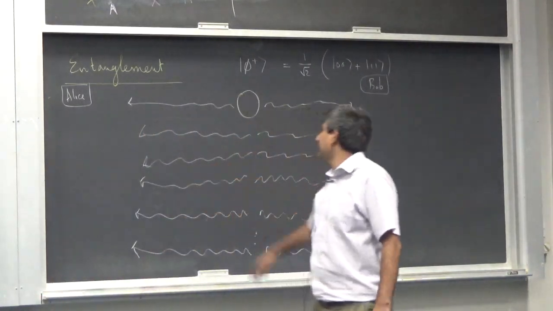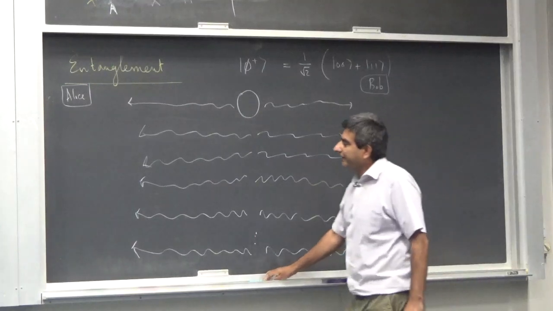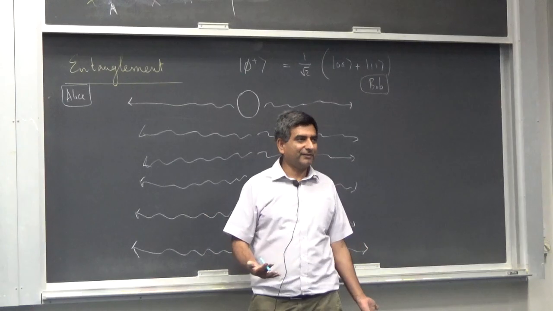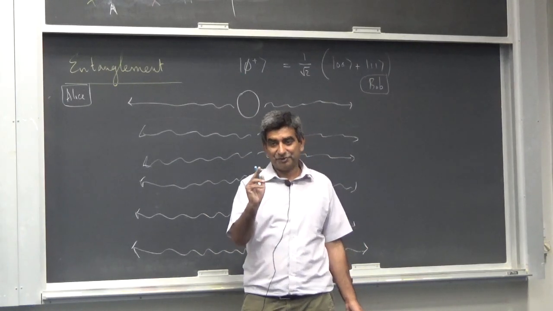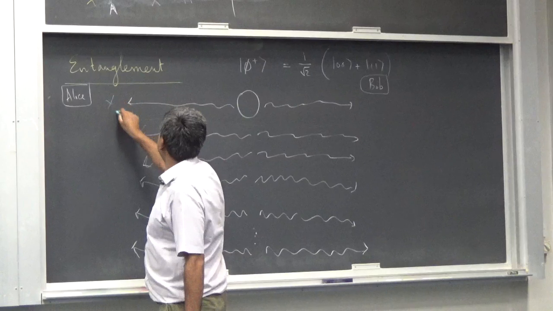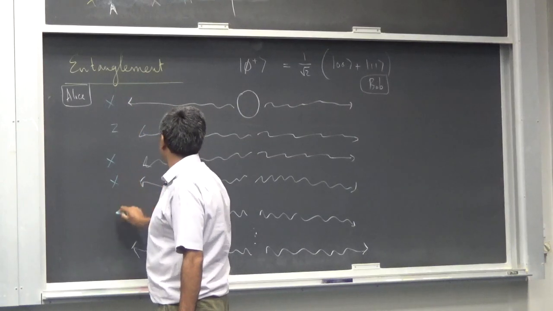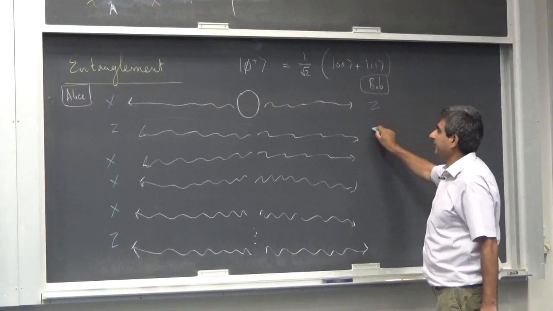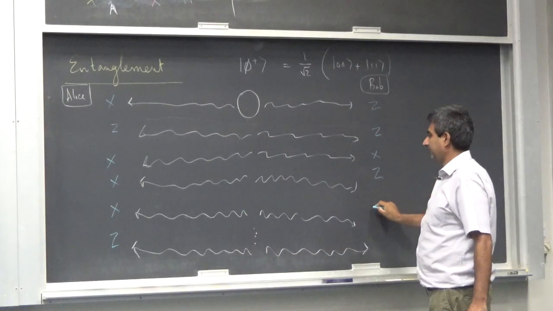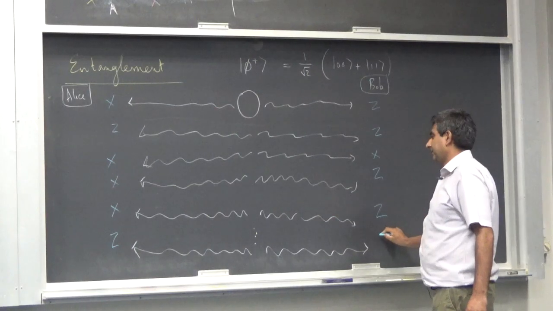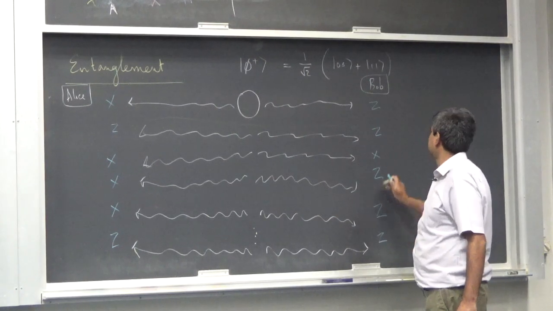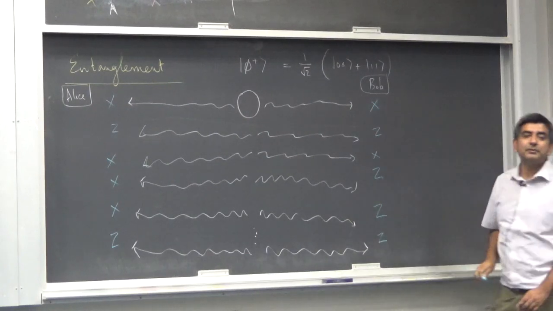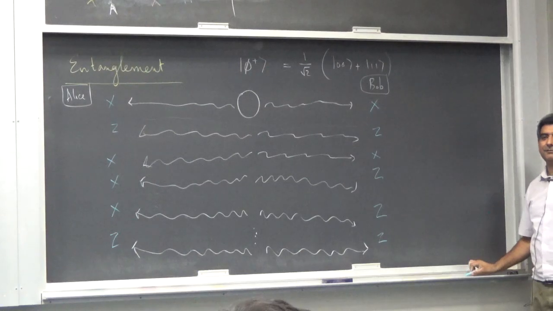Now Alice receives one photon and Bob receives one photon, and Alice chooses to measure in any basis she likes, choosing between X and Z. There is one photon, she has one photon, say X, Z, X, X, X, Z. And Bob chooses Z, Z, X, Z, Z, Z. Right? Now what's going to happen?